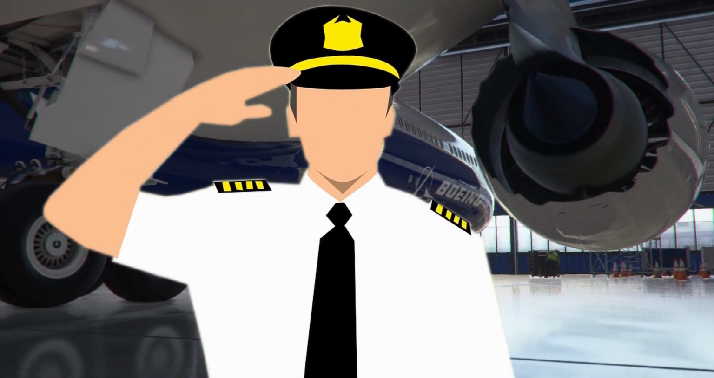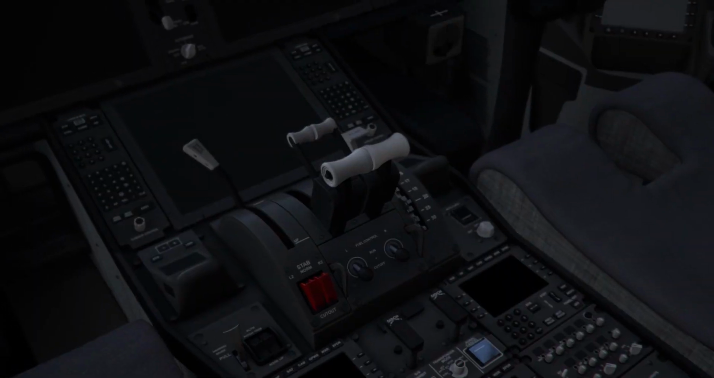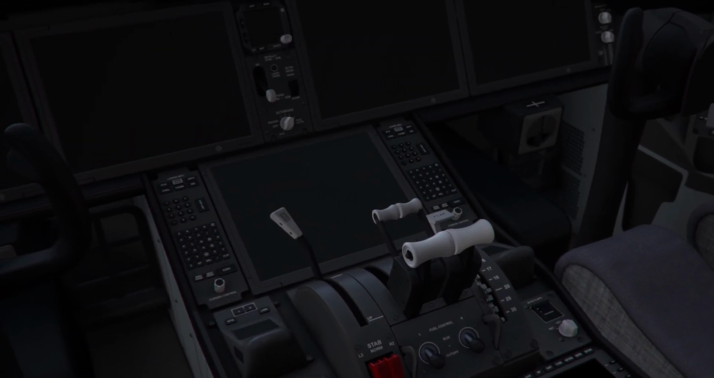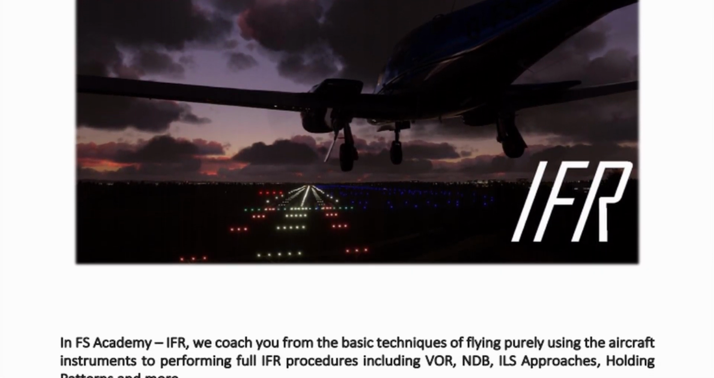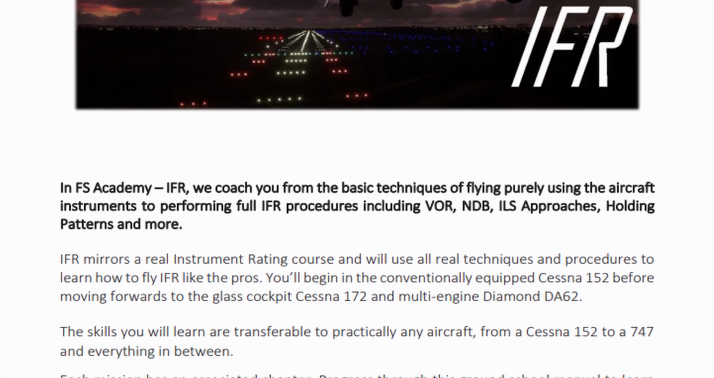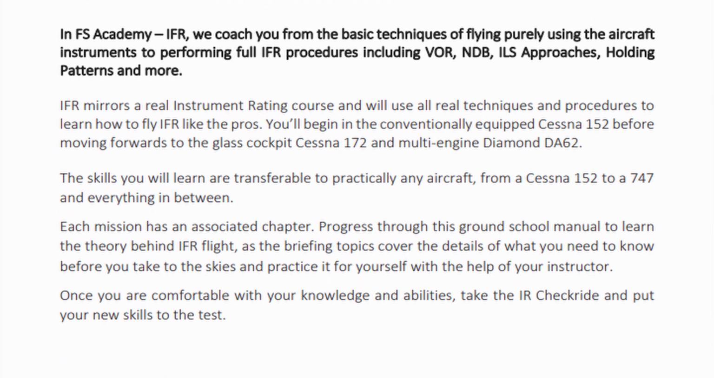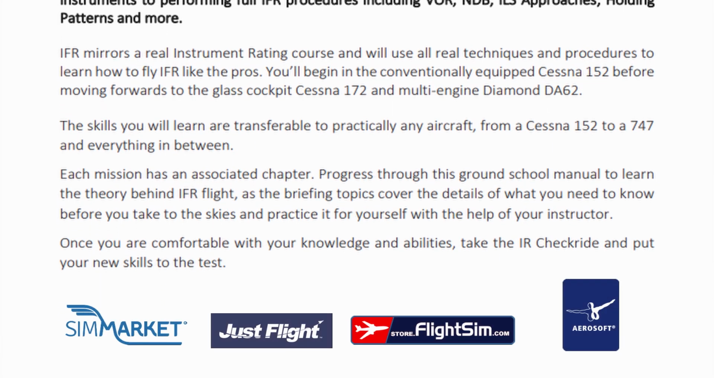And the price? Well, that varies depending where you buy it from. In the UK it's about £19.99. In the States at the moment the price varies due to Thanksgiving promos and is somewhere between 18 and 22 US dollars. It's currently available for purchase from the Sim Market, Just Flight, from the flightsim.com store and also from Aerosoft.